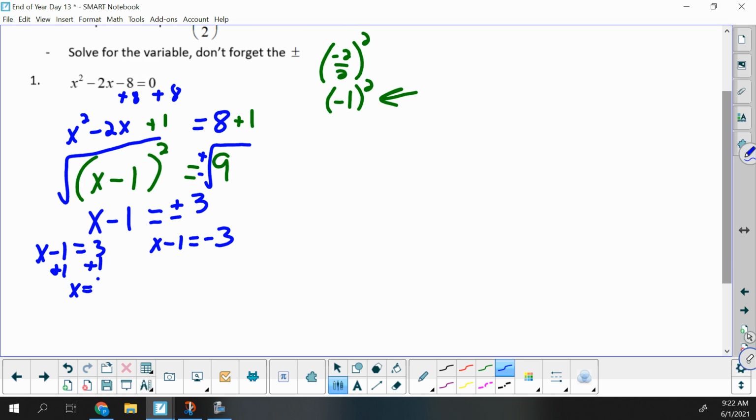The first one gives us x equals 4. We'll add the 1 over on the other side. This gives us x equals negative 2. So those are our two answers, x equals 4 and x equals negative 2.